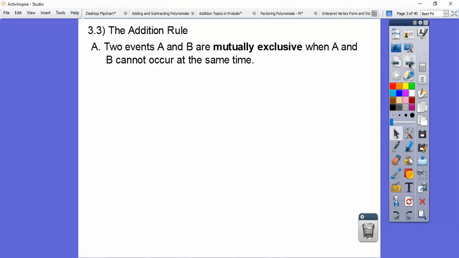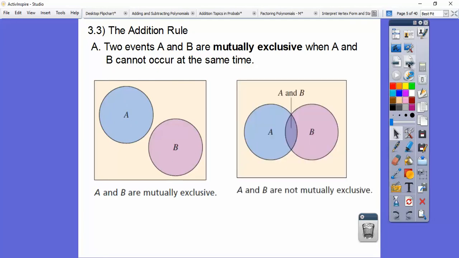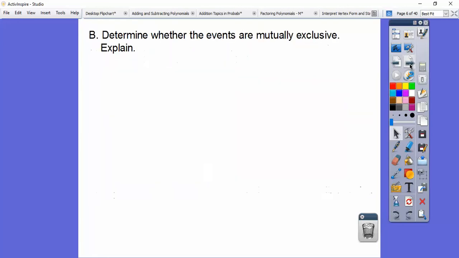Two events, A and B, are mutually exclusive when A and B cannot occur at the same time. So something like this, where there's no overlapping of the two. If there is overlapping, then they're not mutually exclusive. Say A was all numbers less than 20, and B was all odd numbers, there'd be some overlap inside of there, so they wouldn't be mutually exclusive.